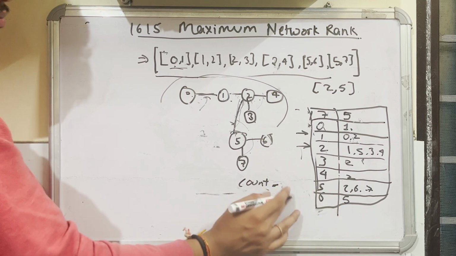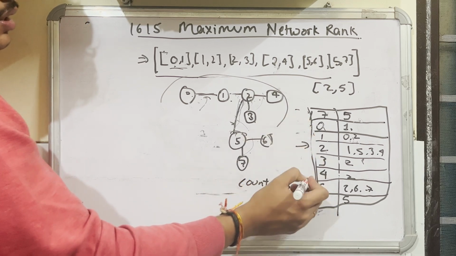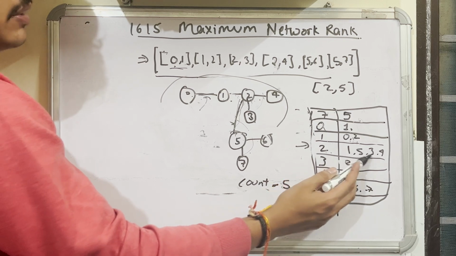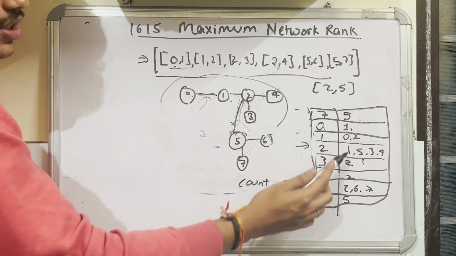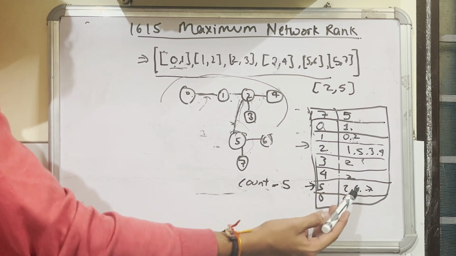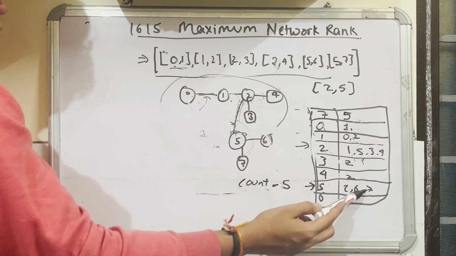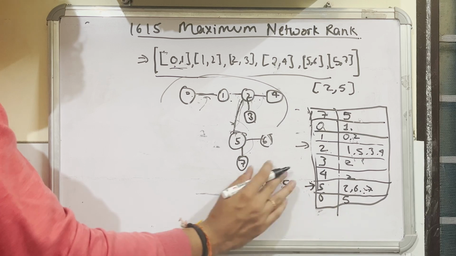Okay, similarly, if we chose city 2 and city 5, city 2 is having these 4, city 5 is having these 3 values. We'll check if 5 exists in 2. Yes, so you will sum up the counts and subtract 1. So 4 plus 3 is equal to 7. 7 minus 1, which will be 6.